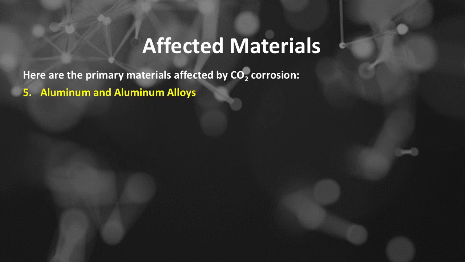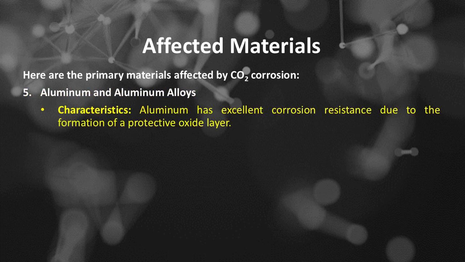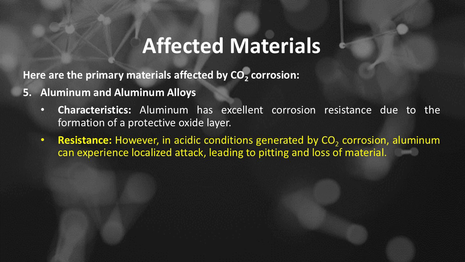Number 5 is aluminum and aluminum alloys. Aluminum and aluminum alloys characteristics: aluminum has excellent corrosion resistance due to the formation of a protective oxide layer. However, in acidic conditions generated by CO2 corrosion, aluminum can experience localized attack, leading to pitting and loss of material.